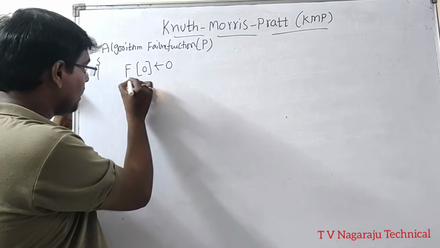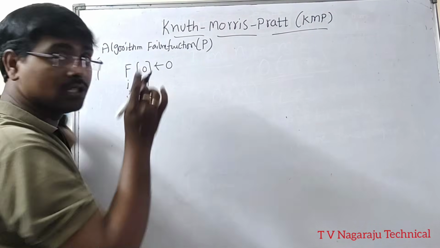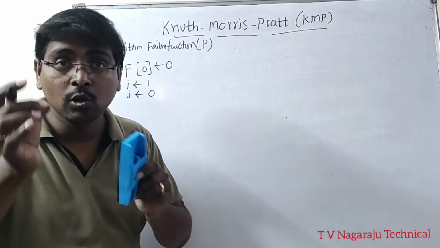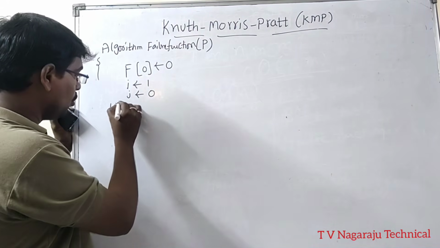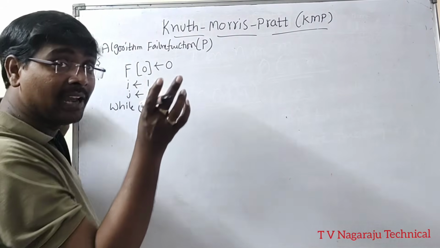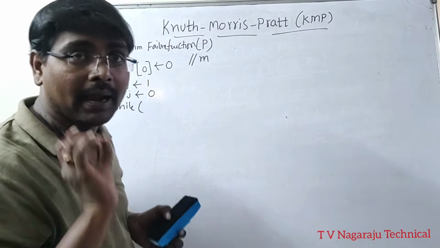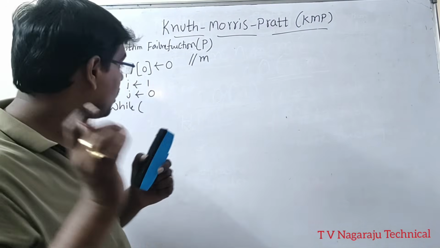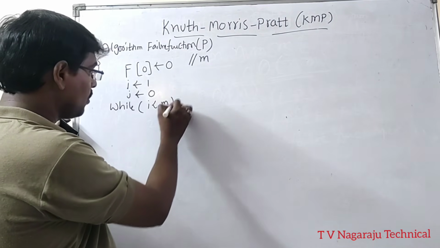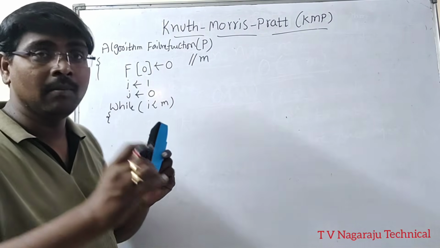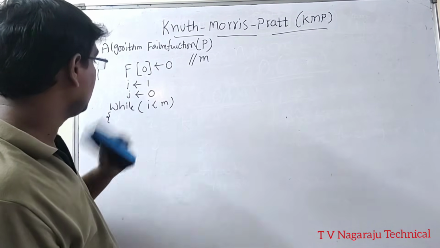Now, I am taking two values: i is equal to 1, j is equal to 0. Now repeat a loop until the end of the pattern. Assume m is the length of the pattern. While i is less than m, we are repeating the loop.